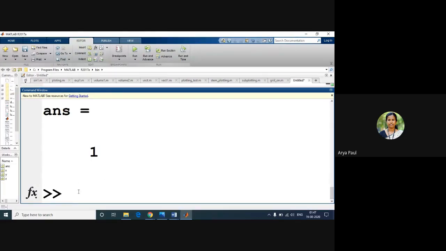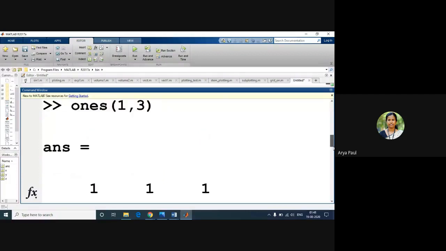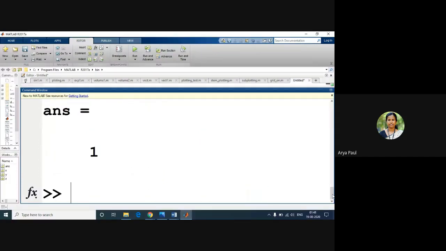Do you have any doubts? This much you should be familiar with: zeros, then ones, then floor, ceil, round, then the abs function, the absolute value function, and then one more function you have seen, complex. Complex is to create a complex number, then real part and imaginary part, real and imag. All these functions should be very much familiar.